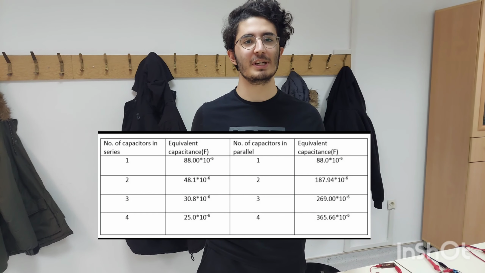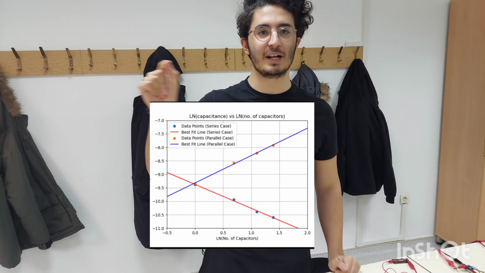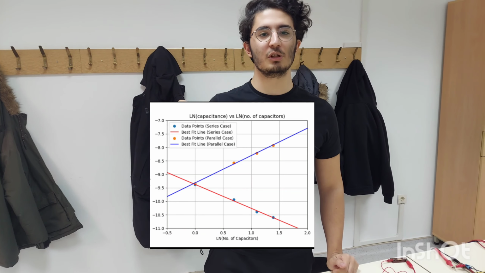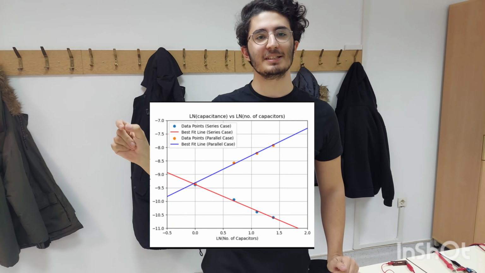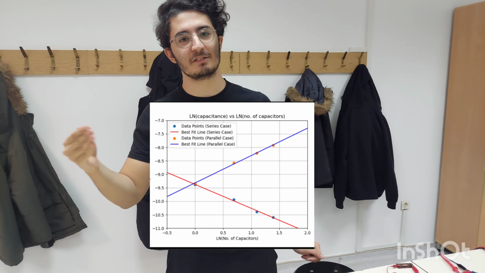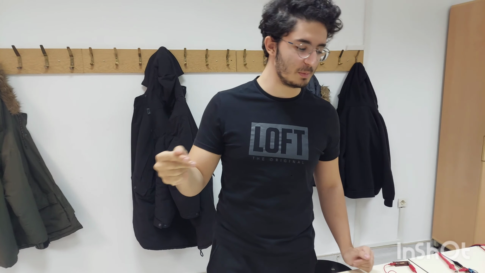Using these equivalent capacitance values, we will draw a natural logarithm of capacitance versus natural logarithm of number of capacitors graph. In this graph, we expect a slope of 1 in the parallel case, and we expect a slope of -1 in the series case, since the capacitance decreases with the increasing number of capacitors in the series case and the converse for the parallel.